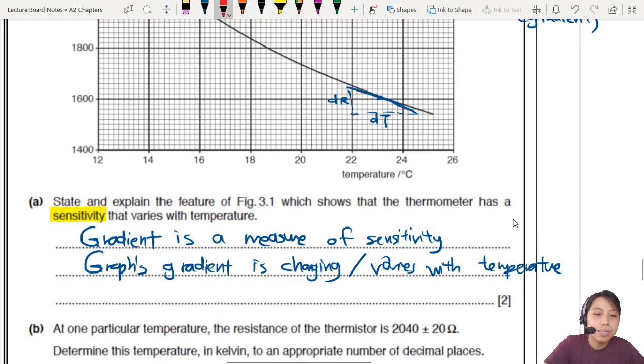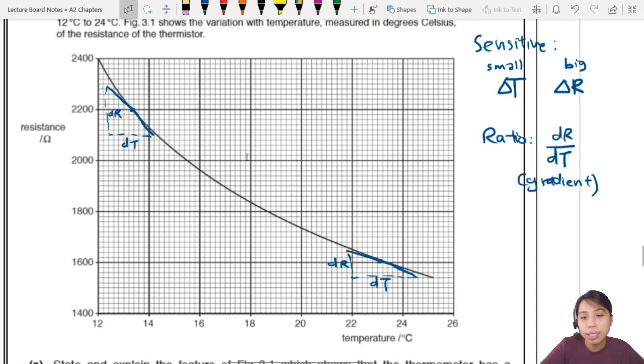Okay, kind of 2 points here. So one is for this, one is for this. I guess you call them B1 marks, one for each. Okay, so remember sensitivity. Ideally, for a small change in temperature, you have a big change in resistance. That's how you can measure very small changes in temperature. So I would say up here is where it's more sensitive, down there is where it's less sensitive.